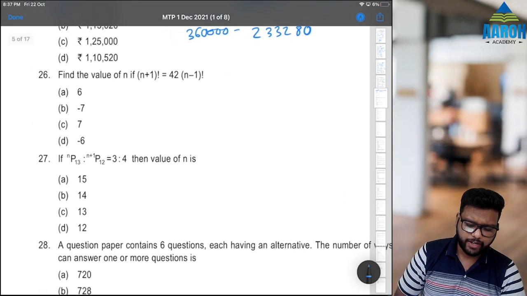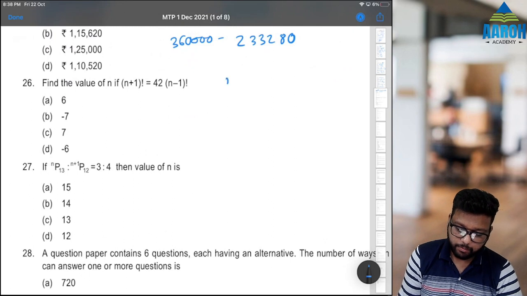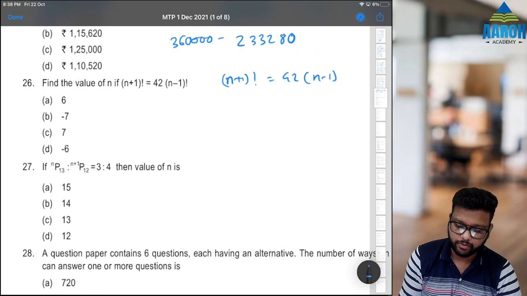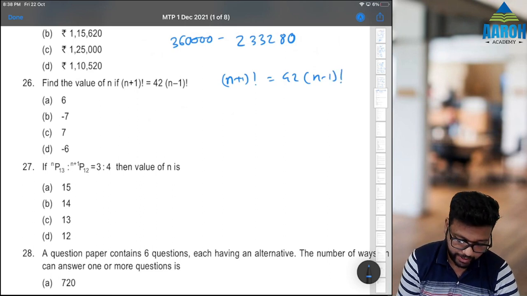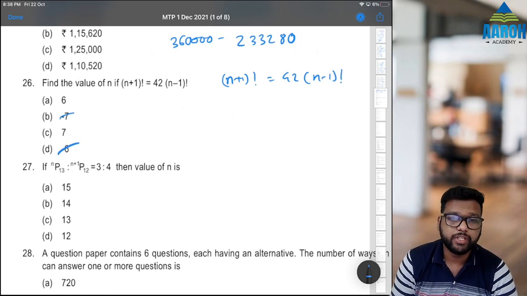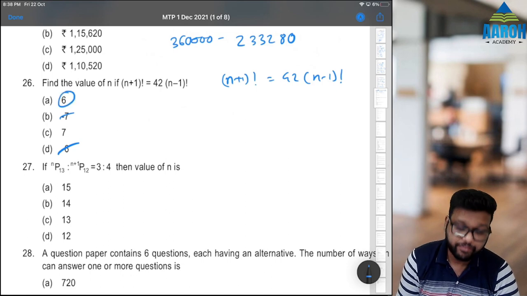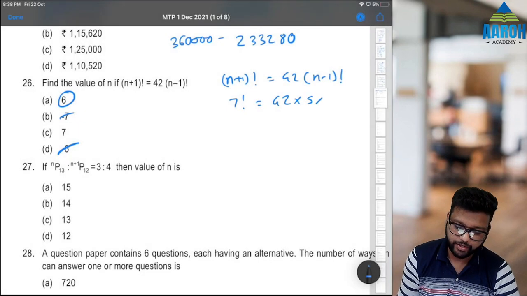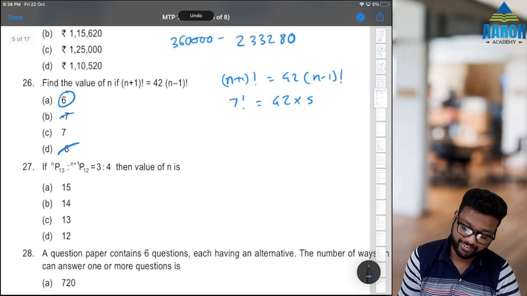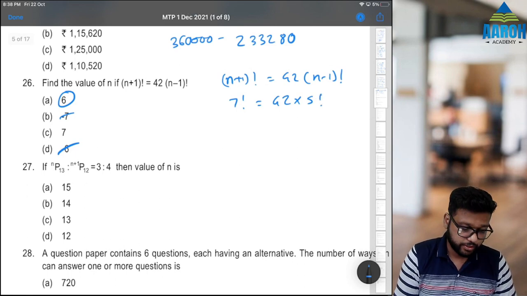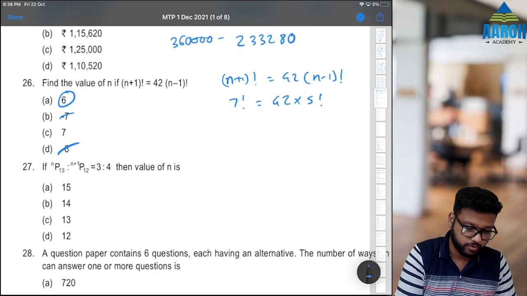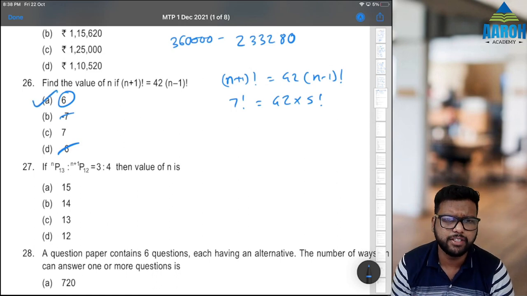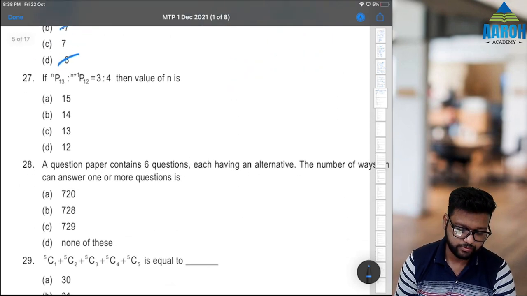Next, find value of n if (n plus 1) factorial is equal to 42 into (n minus 1) factorial. You can go by options if you want. Anyway, these are not going to be the answers. If we take n as 6, then 7 factorial is equal to 42 into 5 factorial. Let's check. 7 factorial is 5040 and 120 into 42 is correct. A is the correct answer. No need to go to C.